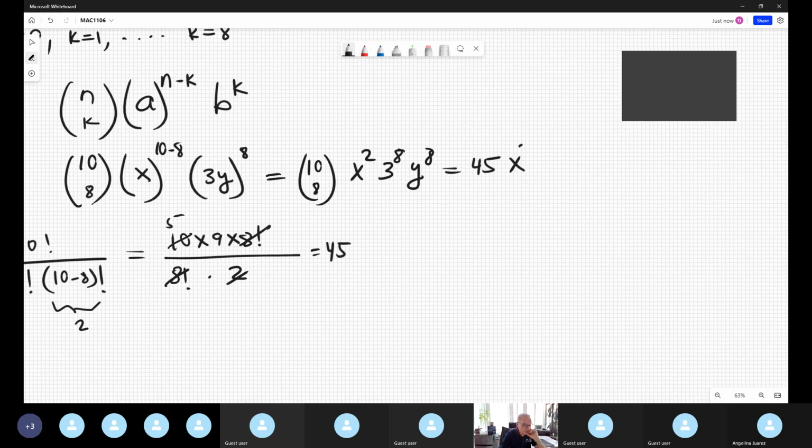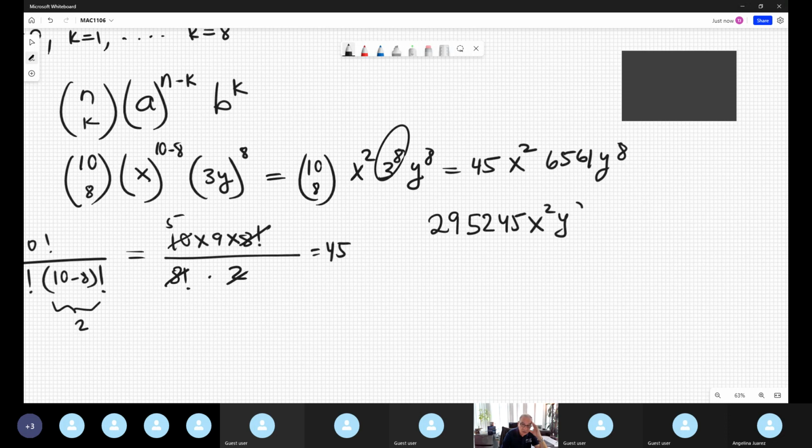45 x squared. Now 3 to the 8 power is 6,561, which is calculated. y to the 8. Now multiplication 45 on this number gives me 295,245. x squared y to the 8 is the term that we are trying to find.